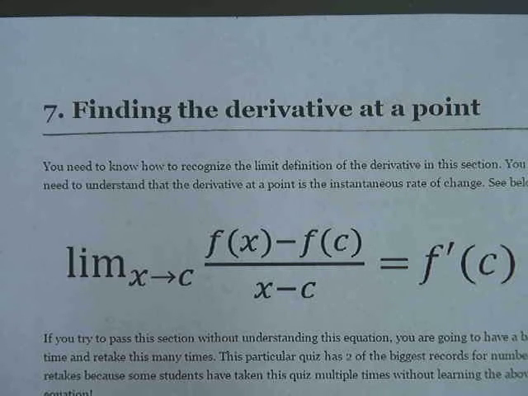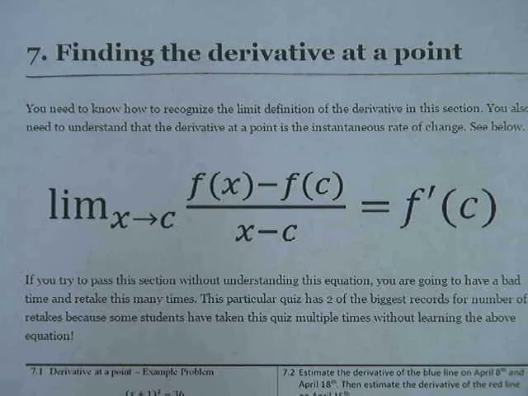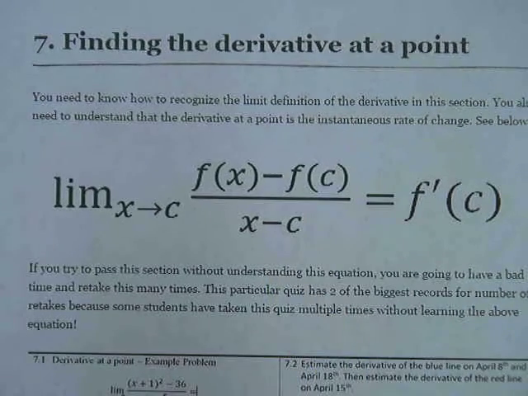All right, section 7, finding the derivative at a point. This section can be one of the hardest sections for people as far as number of retakes. It's not a difficult section, but it does require that you understand and implement this equation. This equation will be present on every version of this test.